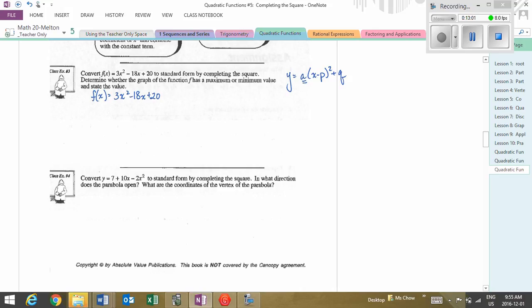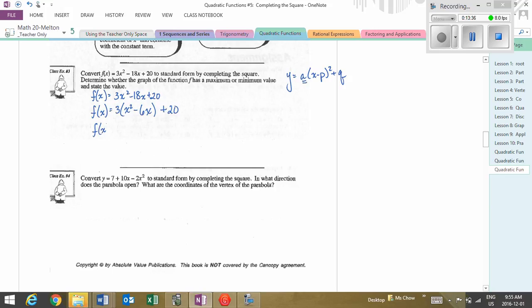And secondly, it's a lot easier to come up with our perfect square when we have a coefficient of 1. So let's start by factoring out that 3. Then we would have f of x is equal to 3 times x squared minus 6x. And again, because that 20 is going to be part of my q value, I'm not going to keep that in brackets. I don't need to factor the 3 out. So at this point, we want to complete this square.